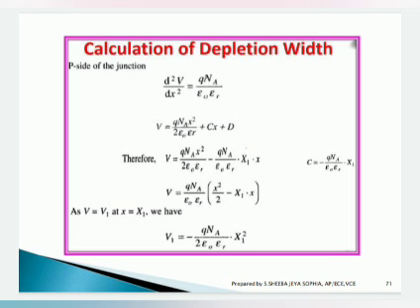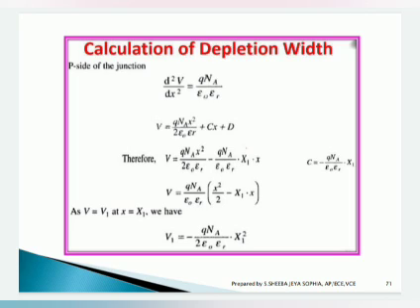Therefore, substituting the charge value, we know the constant C is equal to minus q Na divided by epsilon naught epsilon r into x1, and we are also substituting that value there. Finally, taking the common terms outside, we are getting V is equal to q Na divided by epsilon naught epsilon r into x square by 2 minus x1 into x.